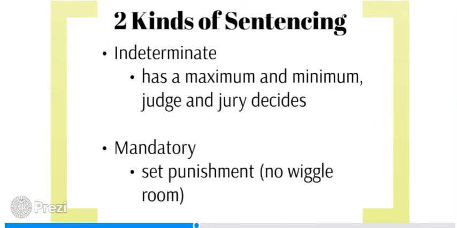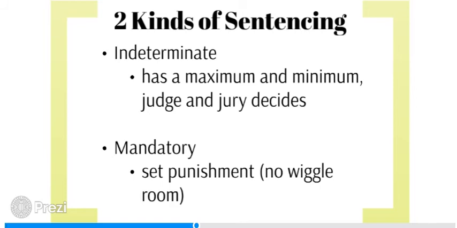There are 2 kinds of sentencing. One of them is indeterminate. It's got a maximum and a minimum. So like 25 to life, 15 to 20, 8 to 10, whatever it might be, it has a maximum and a minimum, and the judge and the jury together can decide. Typically the judge will lay this down, though.